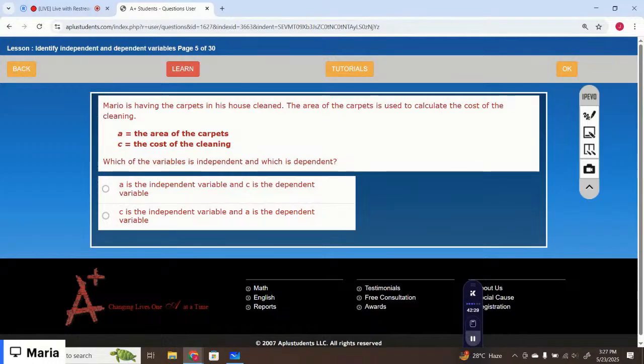Mario is having the carpets in his house cleaned. The area of the carpets is used to calculate the cost of the cleaning. Which of the variables is independent and which is dependent?